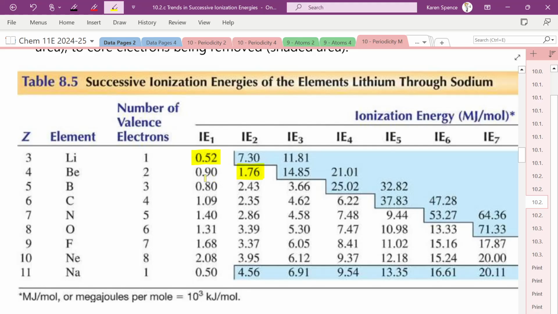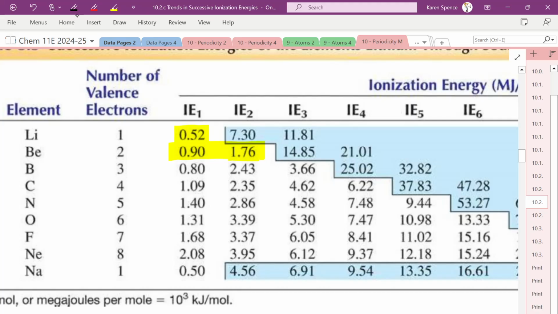Okay, beryllium has 2 valence electrons. Once we've removed those 2, we jump up to 14. Is 14 10 times 1.76? Roughly, very roughly. We have 0.8. This is for boron, which has 3 valence electrons. Once we remove those 3 electrons, we make a big jump. Is 25 really 10 times 3.6? No, but it's kind of in the 10 times bigger range.